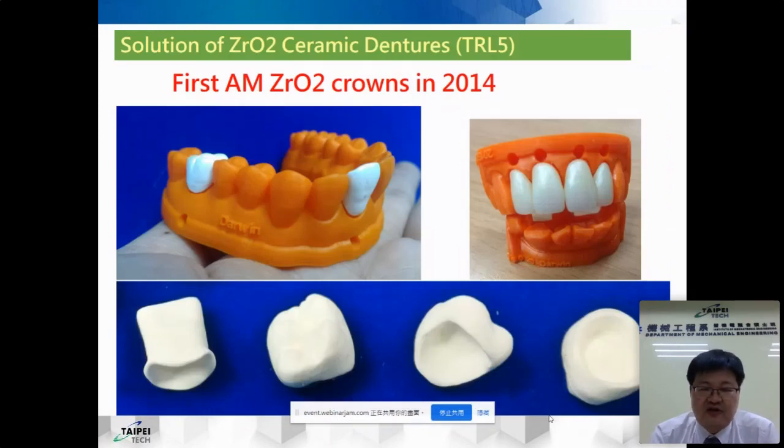And for the tooth, the clone of the tooth, we are developing a zirconia ceramic dental machine. This machine is our special machine to make ceramic objects by 3D printing. And as you can see, that's the result. We have a tooth model, we have the tooth, all made by 3D printer.